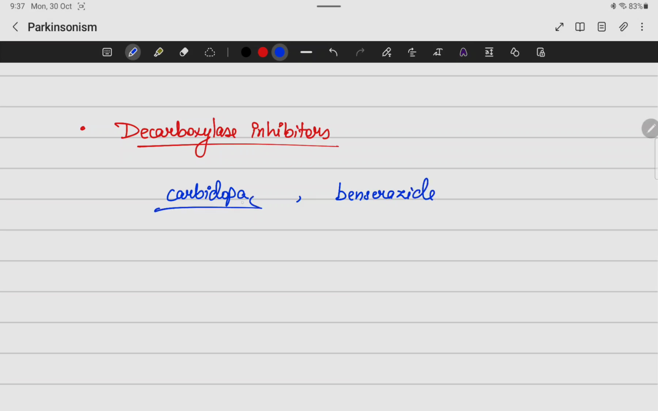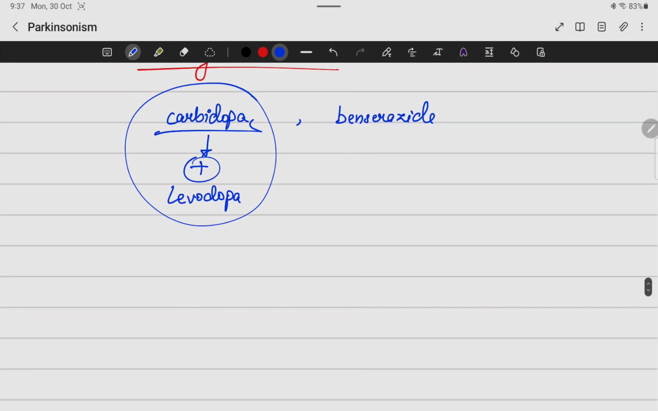And you are well aware that carbidopa is used in combination with levodopa, and when used in combination, the amount of levodopa that you have to administer gets reduced to 1/4. Alright, and the side effects which were due to peripheral conversion of levodopa to dopamine are also significantly reduced. So this is a really effective and standard combination used, levodopa plus carbidopa, for the treatment of Parkinsonism.